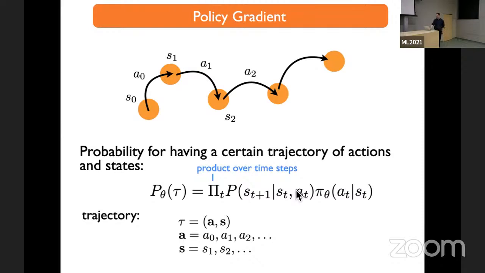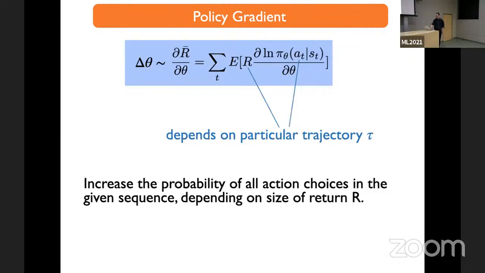Okay. And so then after some algebra, we arrived at a surprisingly simple formula for how we should update our parameters during training. And so let's go through this formula again. What is important is obviously the rewards, or here expressed in terms of the cumulative reward, that is the sum of all rewards over all time steps.